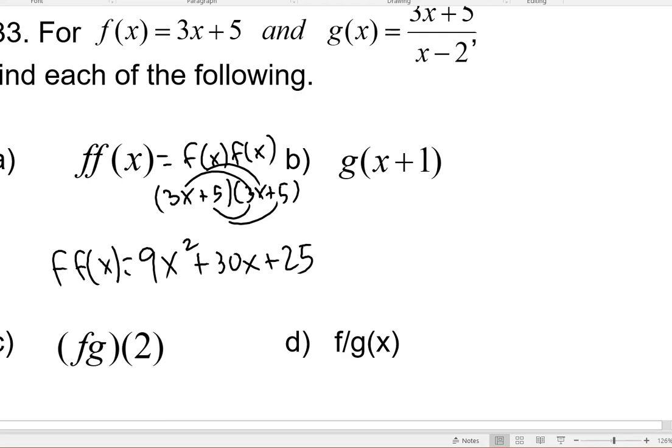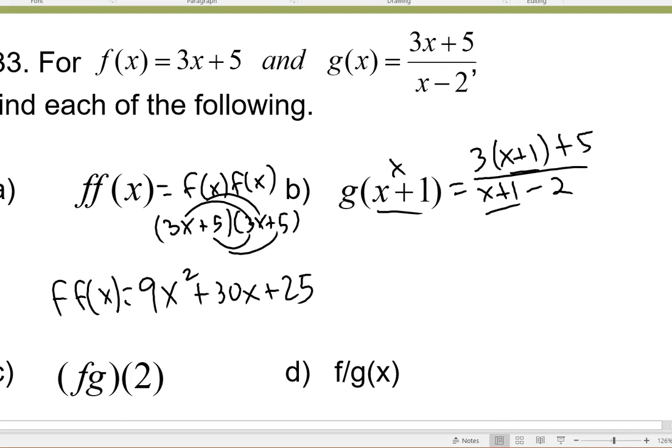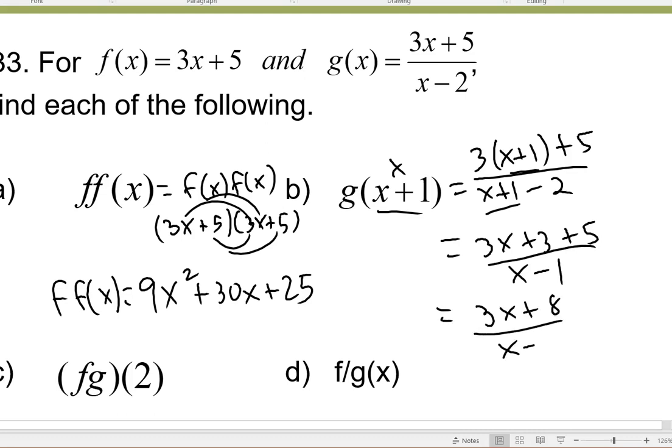What's g of x plus 1? Well, I would go to the g function, and everywhere there's an x, we're going to replace it with an x plus 1. So instead of putting 3x, it'll be 3x plus 1 plus 5 all over x minus, nope. In place of that x, put a x plus 1. That goes in place of both of the x's. We should simplify that, so on the top, 3x plus 3 plus 5 all over x minus 1. So how about 3x plus 8 over x minus 1? And that would be g of x plus 1.